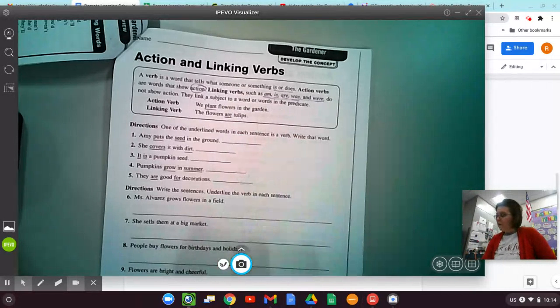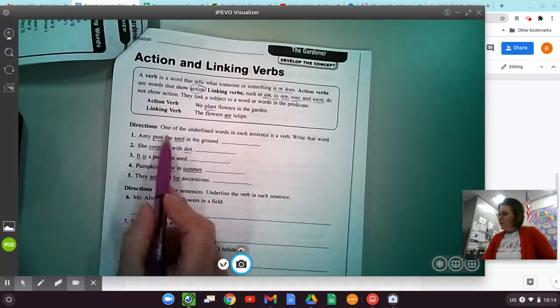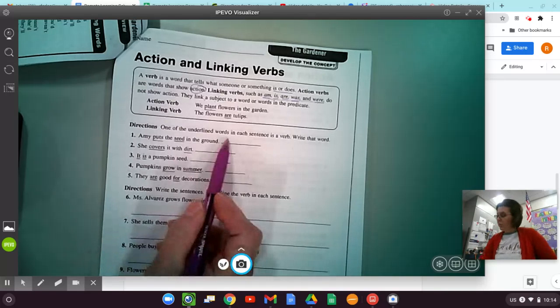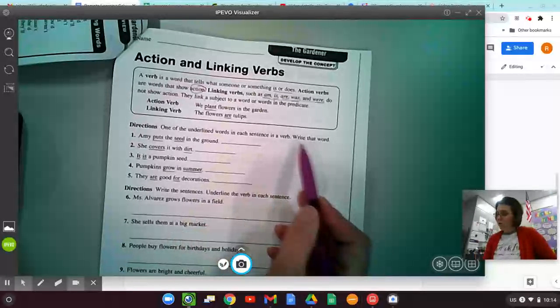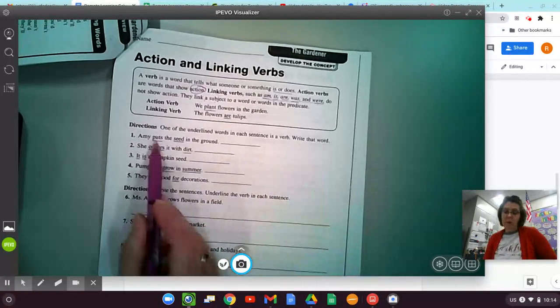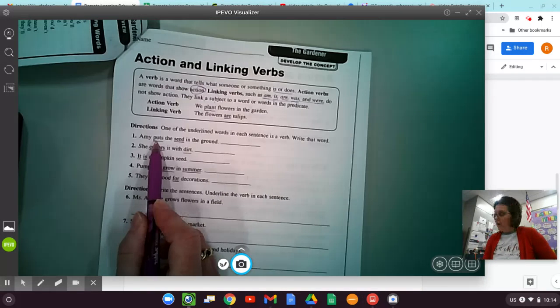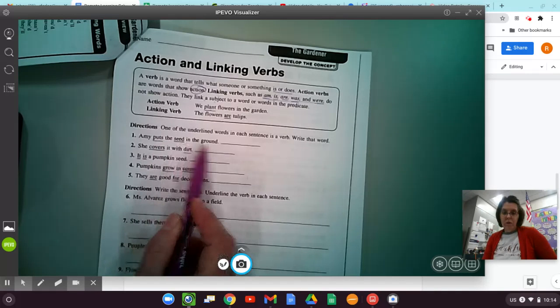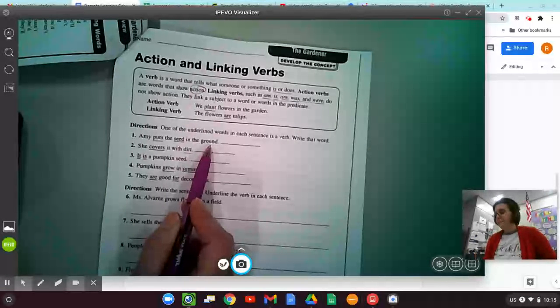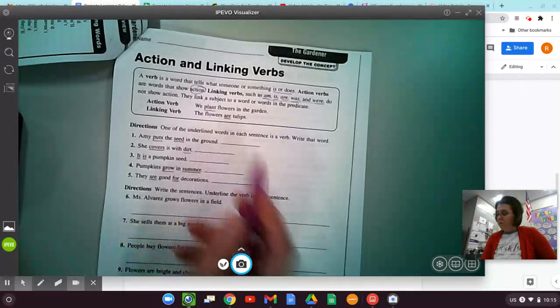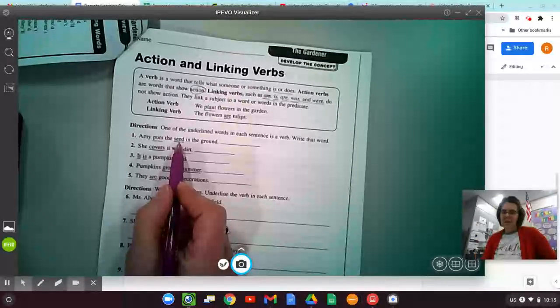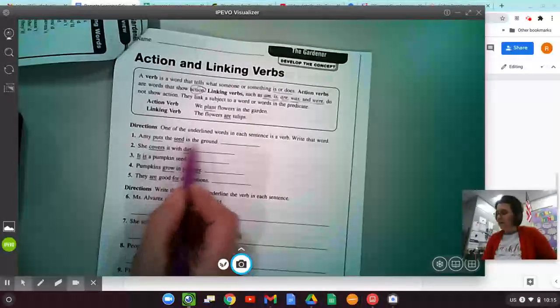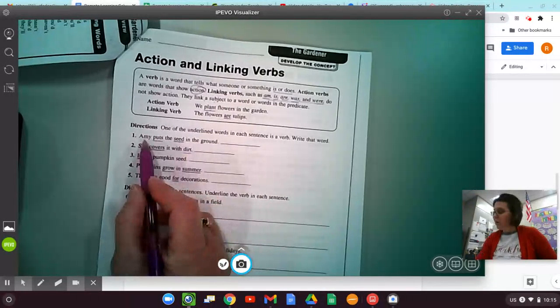All right, so let's take a peek. One of the underlined words in each sentence is a verb. Write that word. So they've given you two. You have to figure out which one is the verb and write it down. Amy puts the seed in the ground. Which one of those is the verb? Which one shows action or is a linking verb? Puts, seed. Well, seed is the noun here. What did they do? They put it in the ground. They put the seed in the ground. So what did Amy do? Puts.